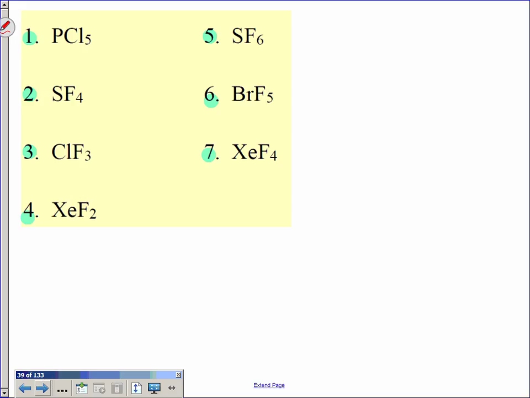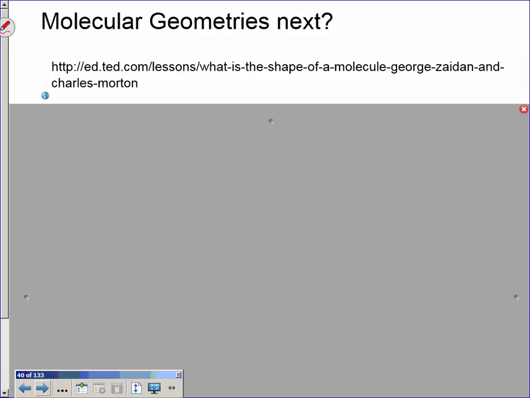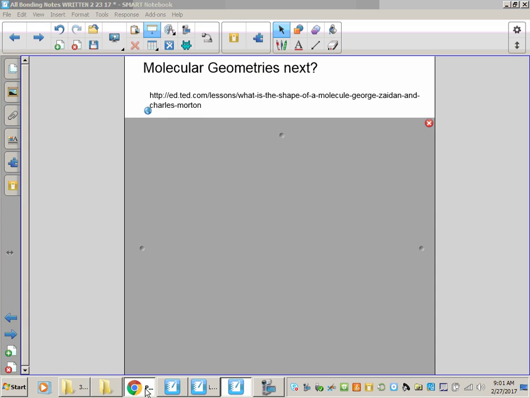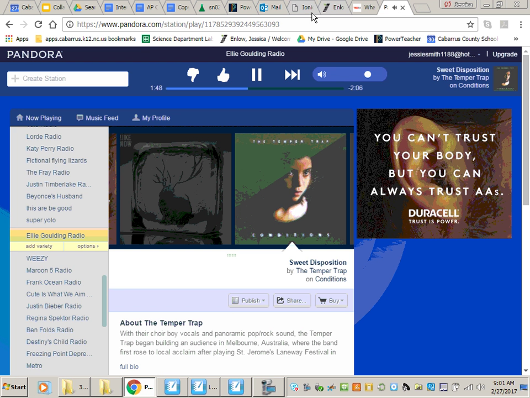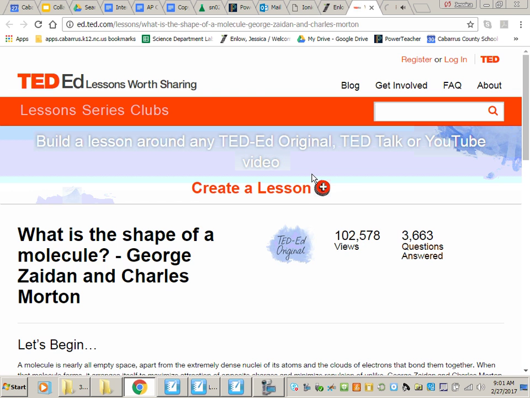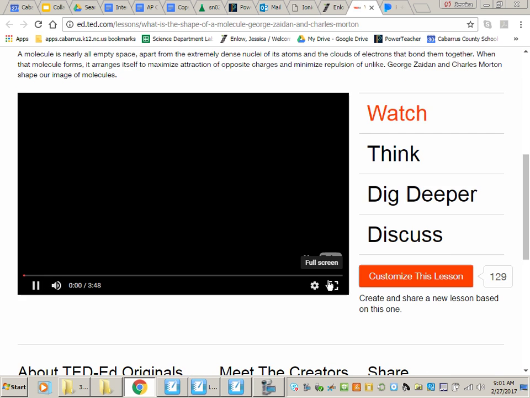But now let's talk about the shapes these take on. So let me show you a quick video of molecular geometry, and then we'll do polarity along with this. Alright, so here we go.